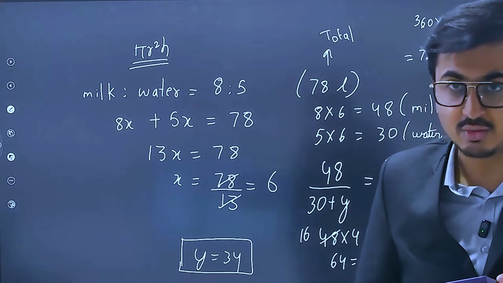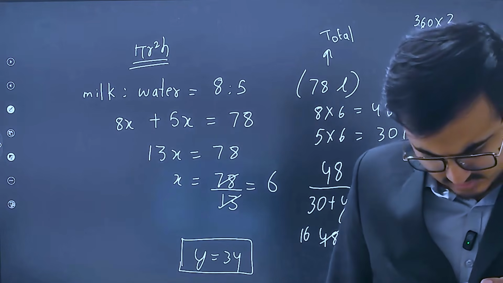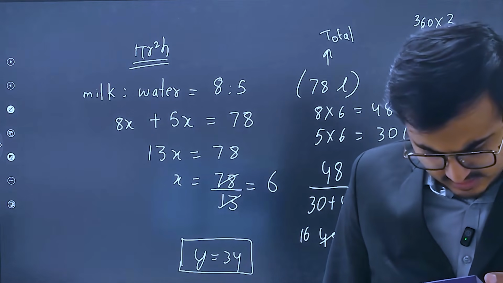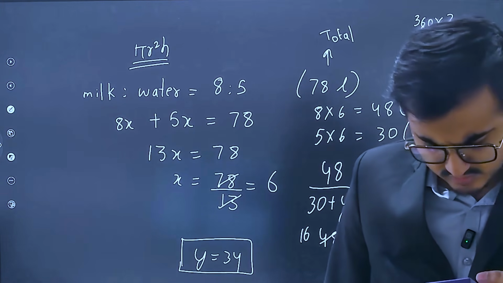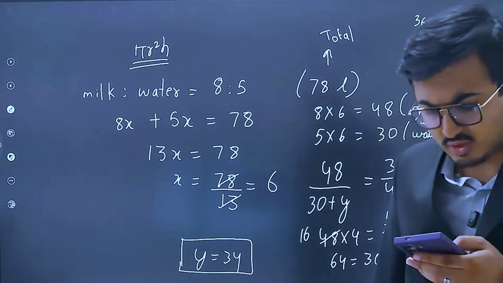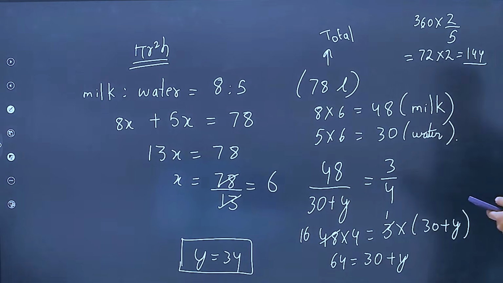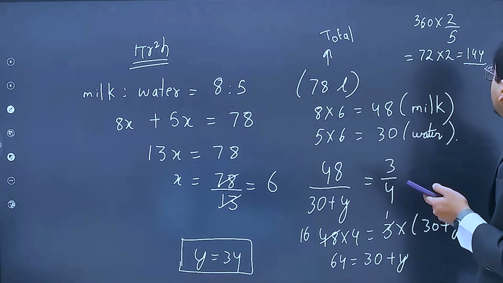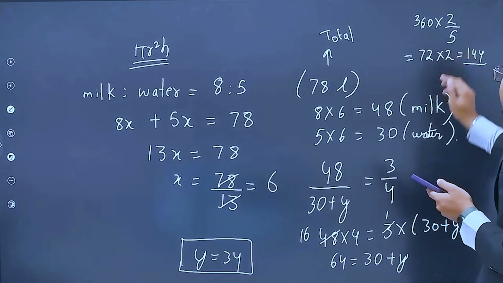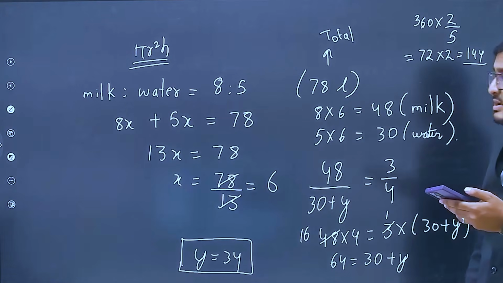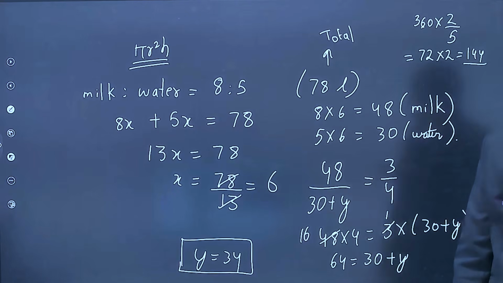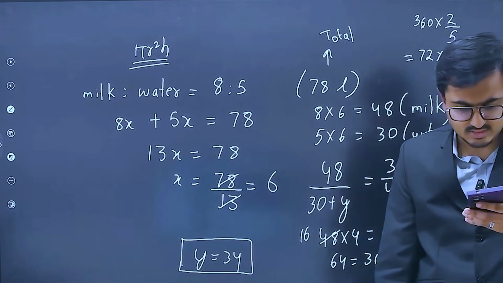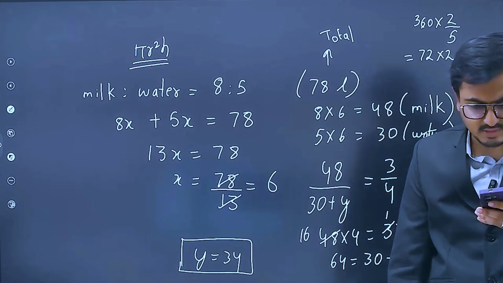Suhas, I have a doubt. Please tell me. Sir, how is it 144? You can check it. First 360 divided by 5, you will get 72. You can check it. And then multiply with 2.